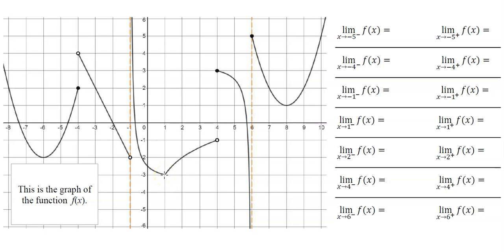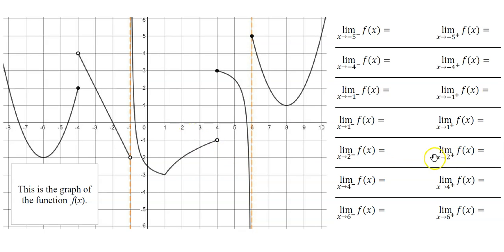Now we're going to move over here to the limit of f of x as x approaches 2. Okay, well, here's 2 right here. As x approaches 2 from the left, what is the height we're approaching? Well, this height, this point right here, we're approaching this point, and at this point, the height is -2. Therefore, the limit of f of x as x approaches 2 from the left is equal to -2.